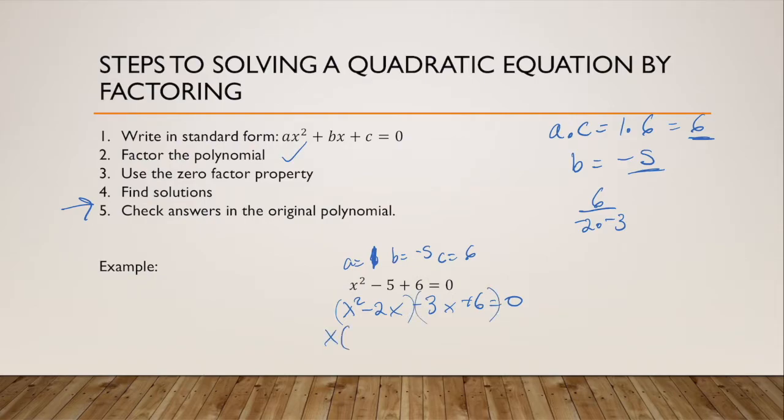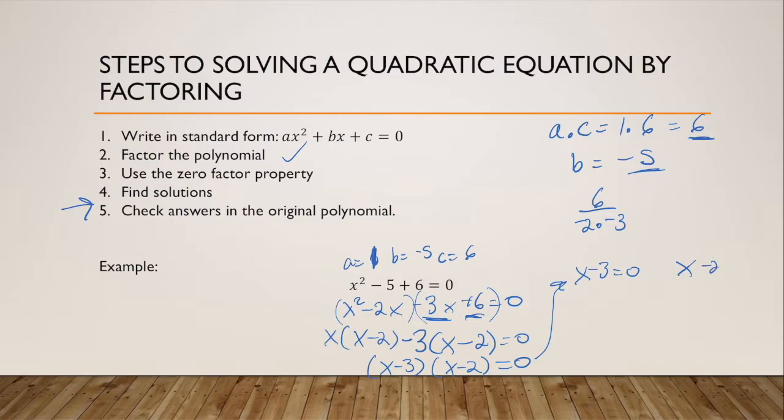I've got x times x minus 2, and negative 3x and positive 6 have a greatest common factor of negative 3. Remember, we don't like negative leading coefficients. So I get x minus 3 times x minus 2 equals 0. Now I can solve for x. I have x minus 3 equals 0, or x minus 2 equals 0. That gives me x is a positive 3, and x equals 2. So my solutions are when x is 2 and 3.